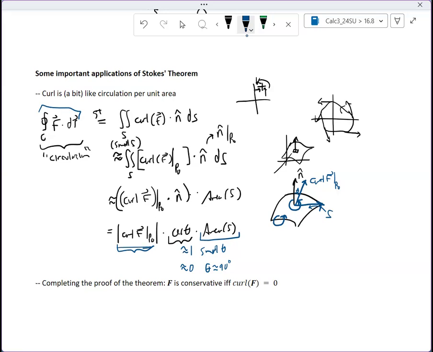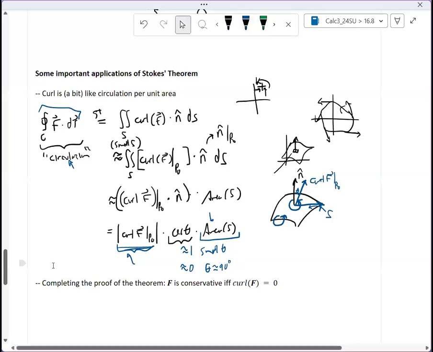But if my rotational tendency is in the same plane, so to speak, as the surface, or in a similar plane to the tangent plane to the surface, in that case, curl looks like circulation per unit area. So curl is a bit like circulation per unit area that is in the tangent plane to the surface. So that's why I say it's a bit like circulation per unit area.